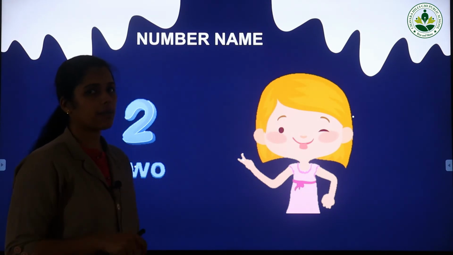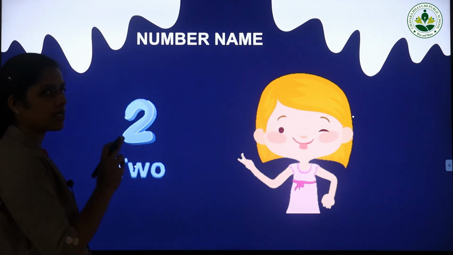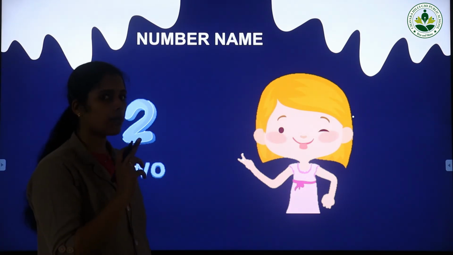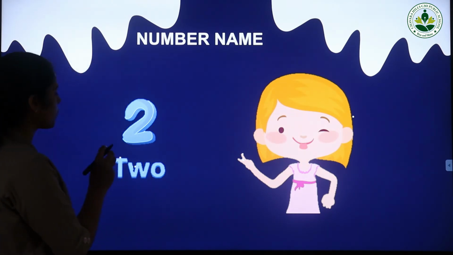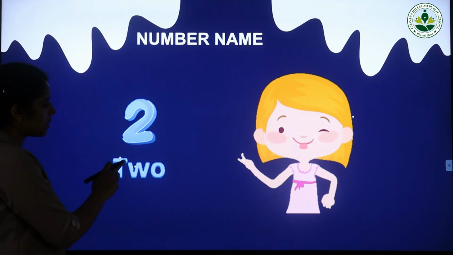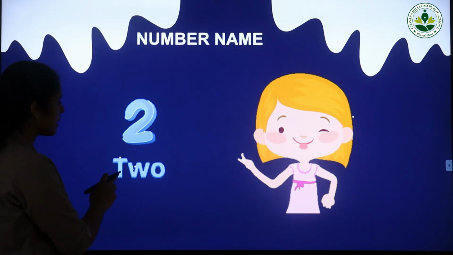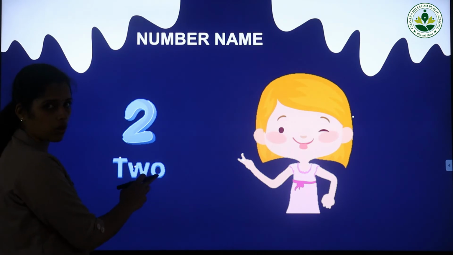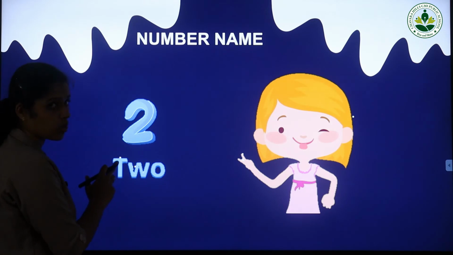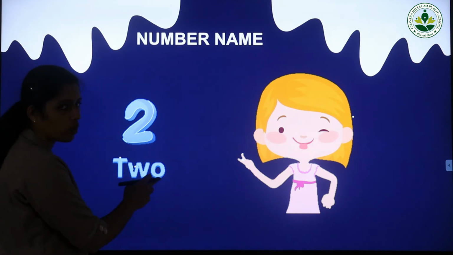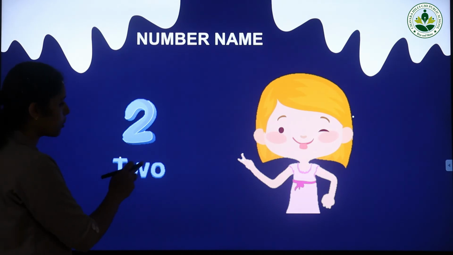Now we learn about the next number name. We already learned number name 1, that is O-N-E, one. Then next is number 2. Which is the number after 1? Yes, that is number 2. The number name of 2 is T-W-O. Once again, all of you please repeat the number name 2: T-W-O. The spelling of number name 2 is T-W-O.